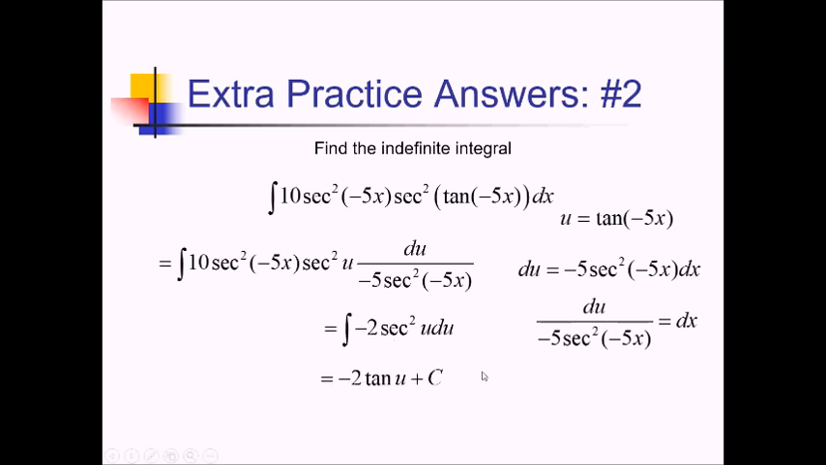And now we can go back and substitute in tan of negative 5x for u. So we get the very interesting looking answer of negative 2 tan of negative 5x, all of that plus c.